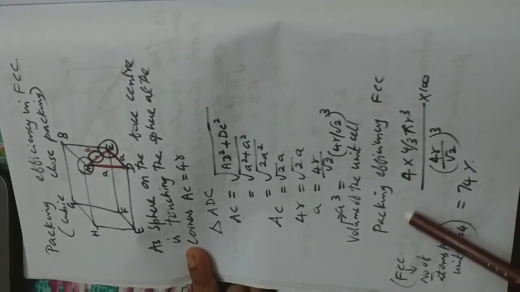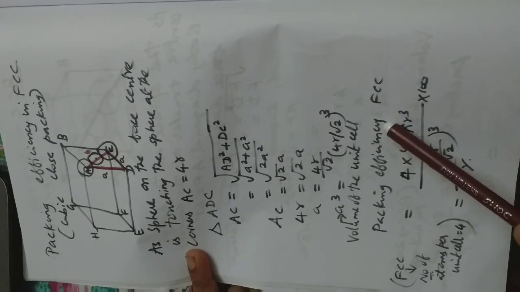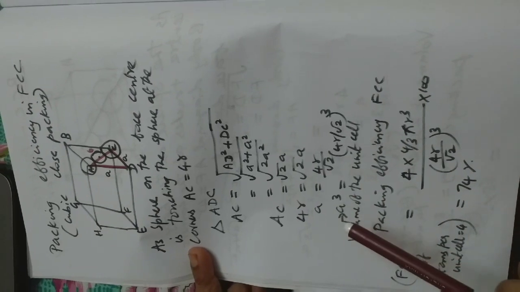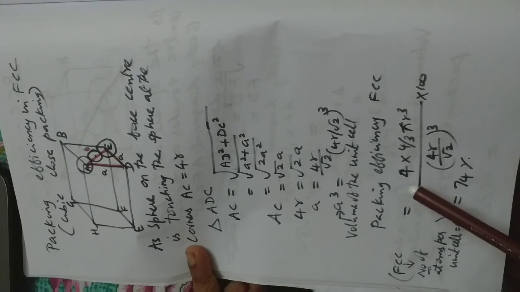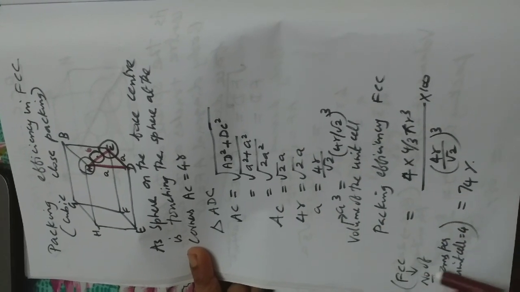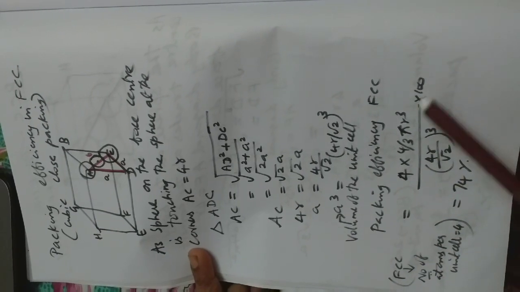And here, packing efficiency is the volume occupied by the spheres in the unit cell. In FCC there are 4 atoms per unit cell, so 4 into 4 by 3 pi r cube is the volume occupied by the spheres, divided by the total volume of the unit cell, that is A cube, into 100, which gives you 74%.